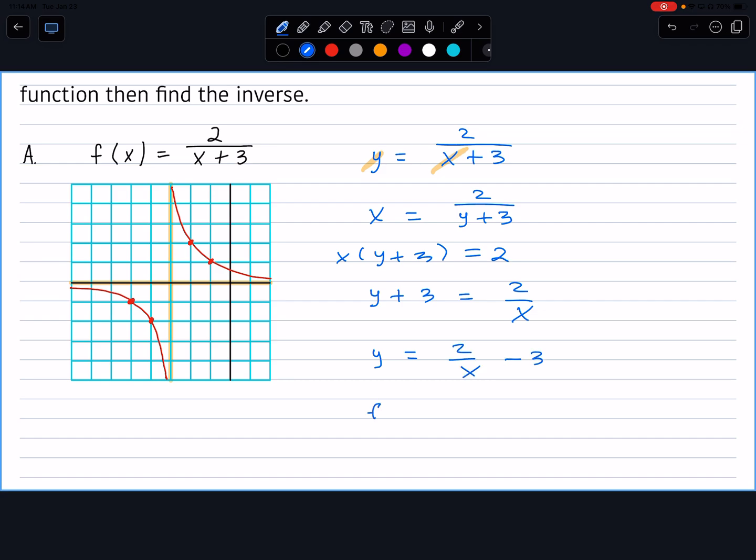So the inverse of that function is just 2 over x minus 3. And that's the big idea here.